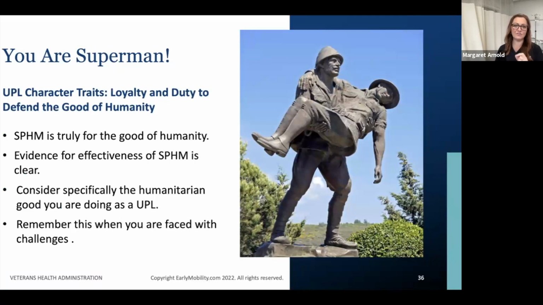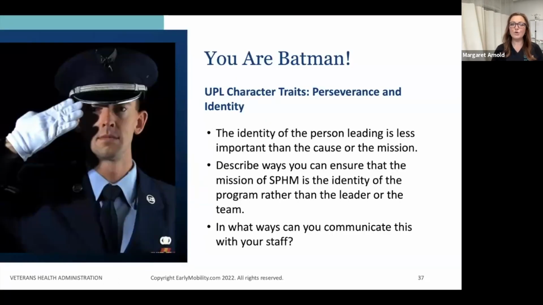The character trait of Superman was loyalty and duty to defend the good of humanity. Safe patient handling mobility truly is for the good of humanity. There is so much evidence for the effectiveness of safe patient handling mobility. Consider specifically the humanitarian good you are doing as a unit peer leader, and remember this when you're faced with challenges. You are Batman. The unit peer leader character trait of Batman is perseverance and identity.